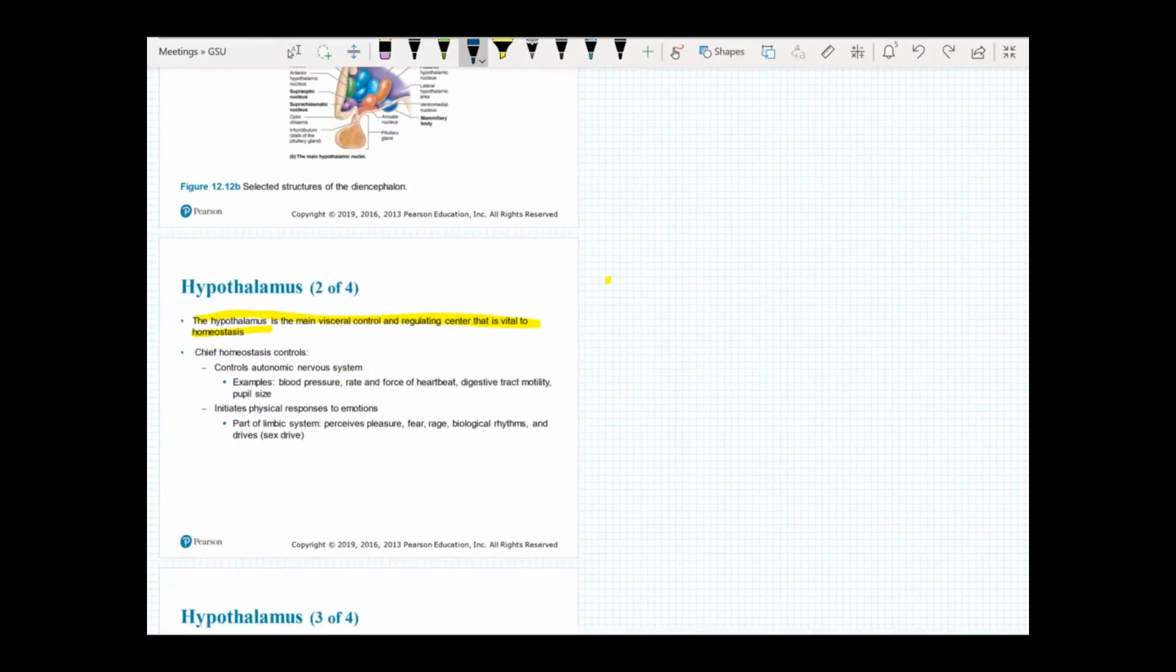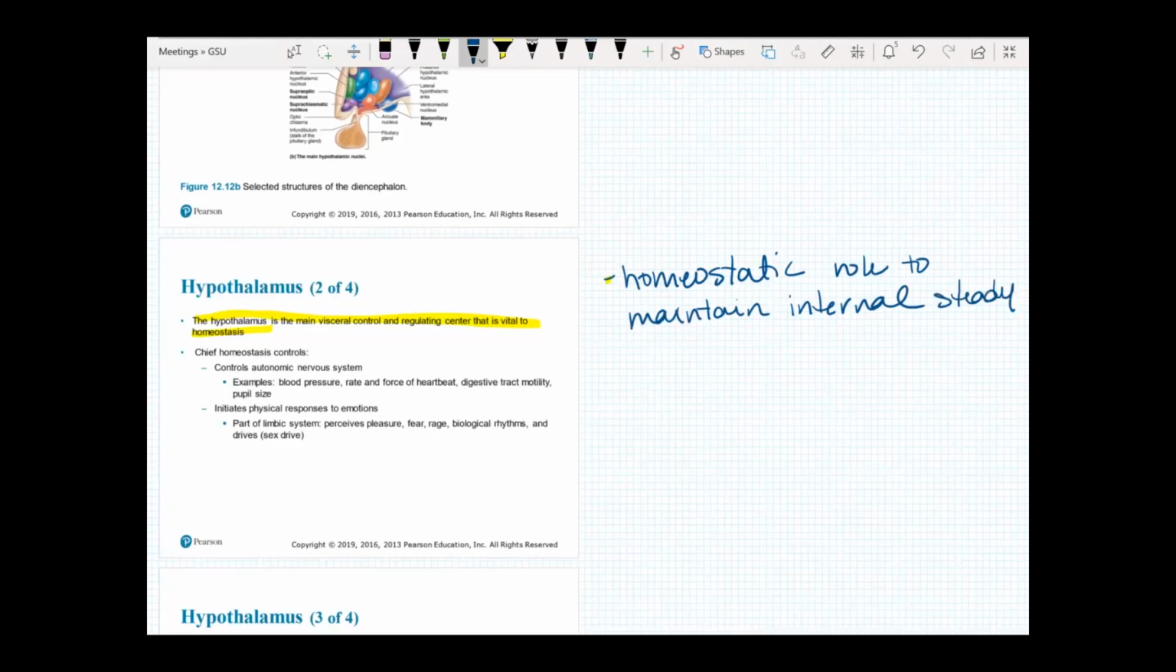So that means it will have a large homeostatic role to maintain your internal steady state. How it is the chief homeostatic control is that it will control your ANS, your autonomic nervous system. And your ANS will control your fight or flight. So that's a very important topic. We'll talk about that in chapter 14.